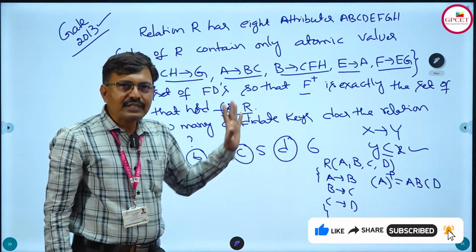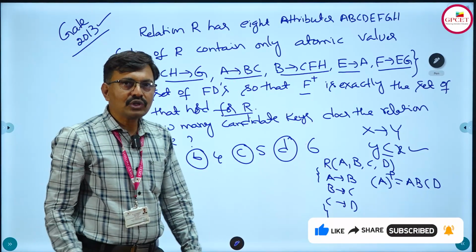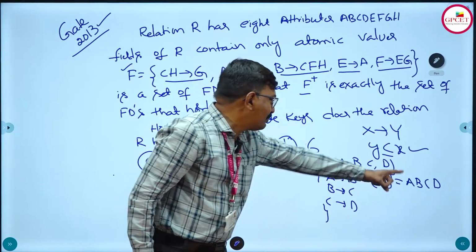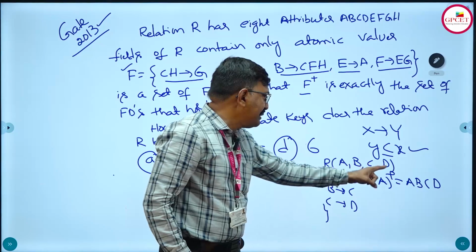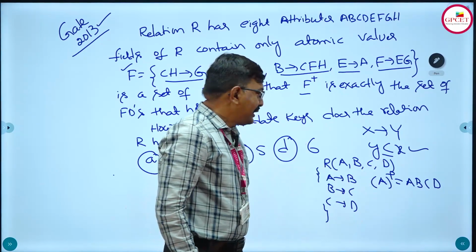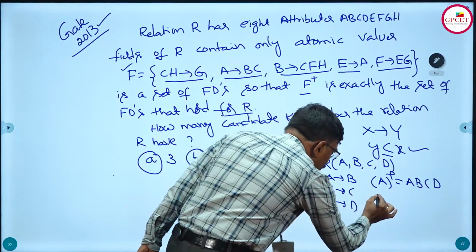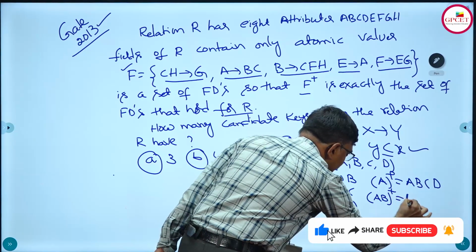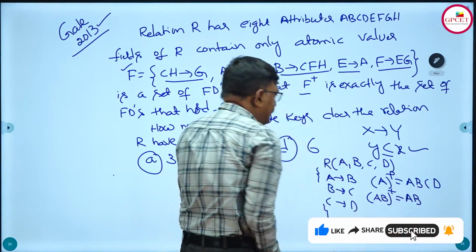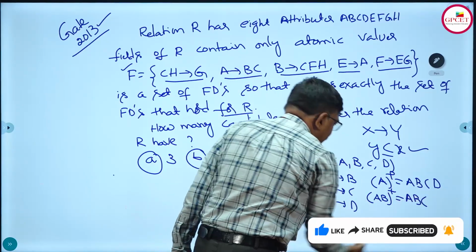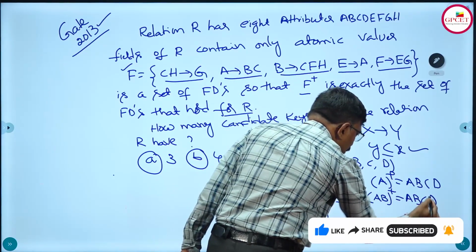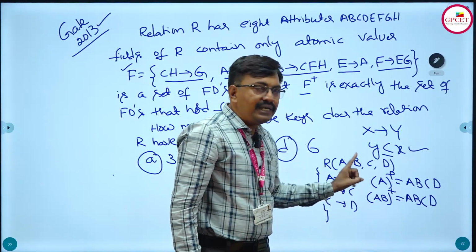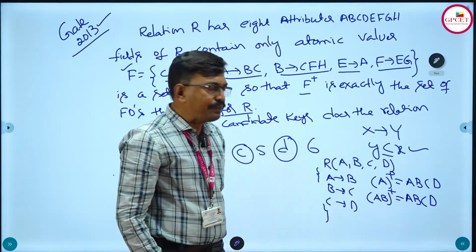So A is a super key. Don't confuse it, it is a single attribute. We can get the original relation, which is A, B, C, D. That's why A is a super key. Next, AB closure. A derives B, B derives C, C derives D. We can get the original relation, so AB is also a super key.